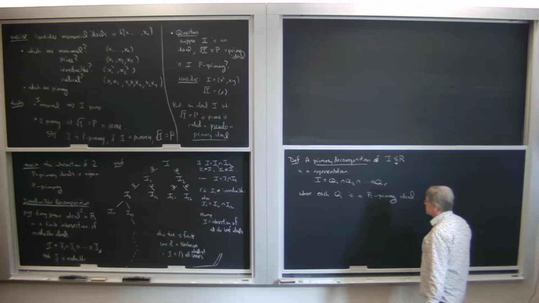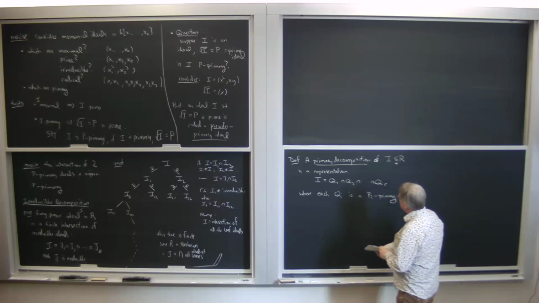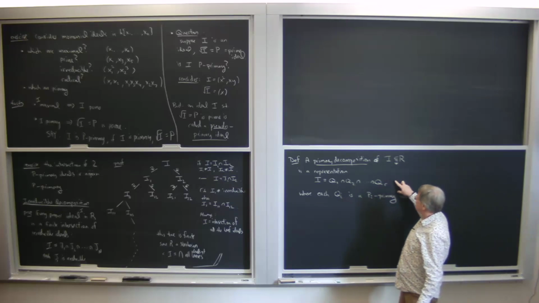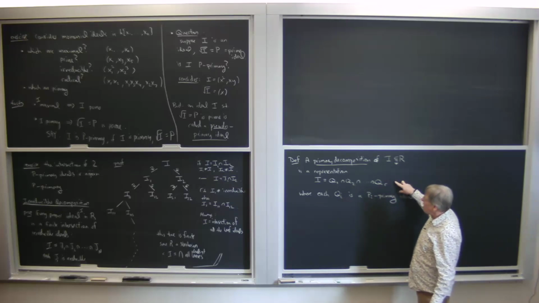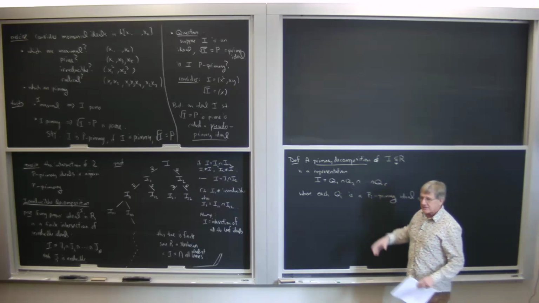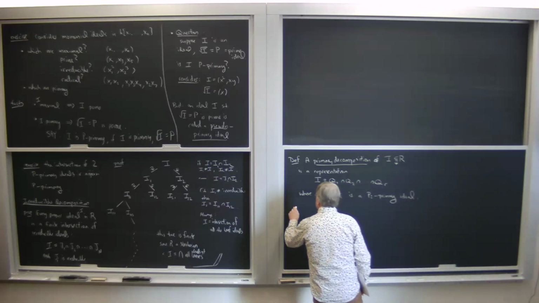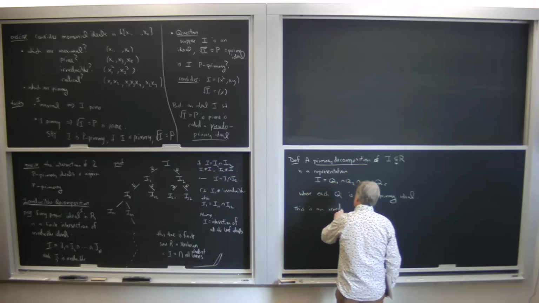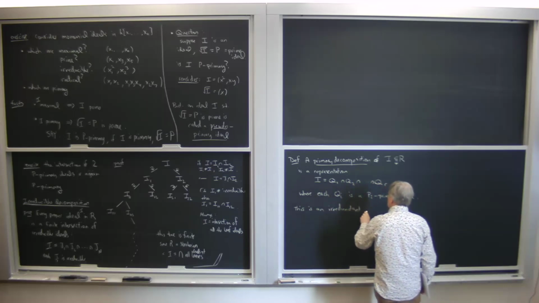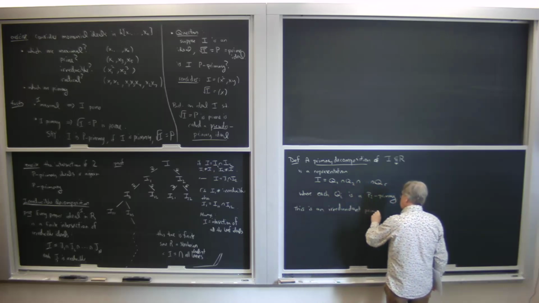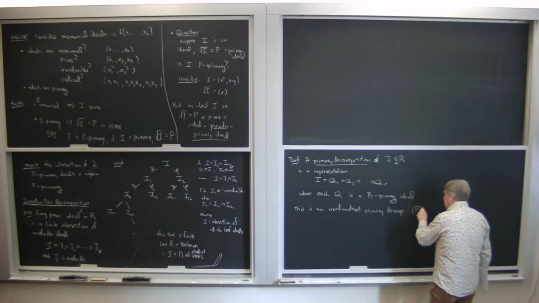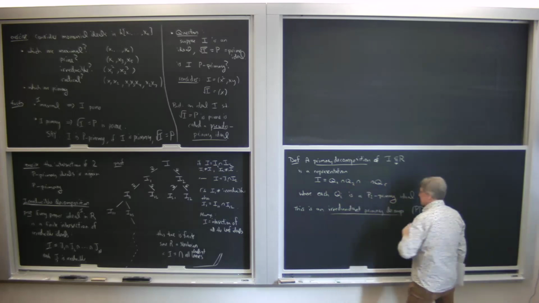A primary decomposition is kind of nice, but in reality, there could be a whole bunch of these with the same P sub I. And there could also be a whole bunch of ones that aren't needed in this. So this is an irredundant primary decomposition. And I'm going to call that PD. Okay, irredundant primary decomposition PD.